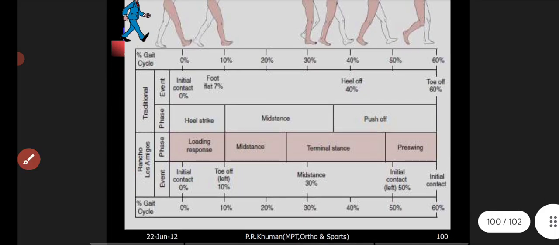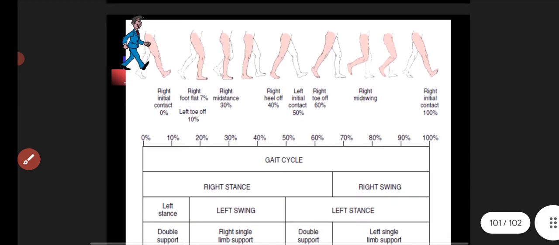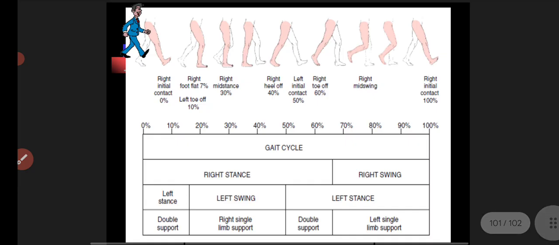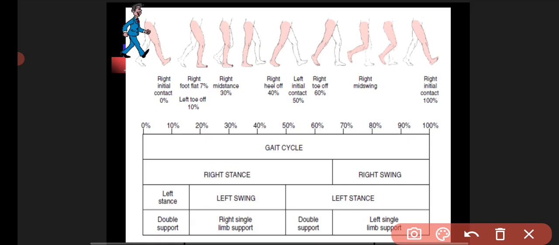Next, you will see the whole gait cycle, and how much percentage each phase bears. Right initial contact is 0%, right foot flat is 7%. In this 7%, left toe off is 10%, right mid stance is 30% of the whole gait cycle, right heel up is 40%, left initial contact is 50%, and right toe off is 60%.